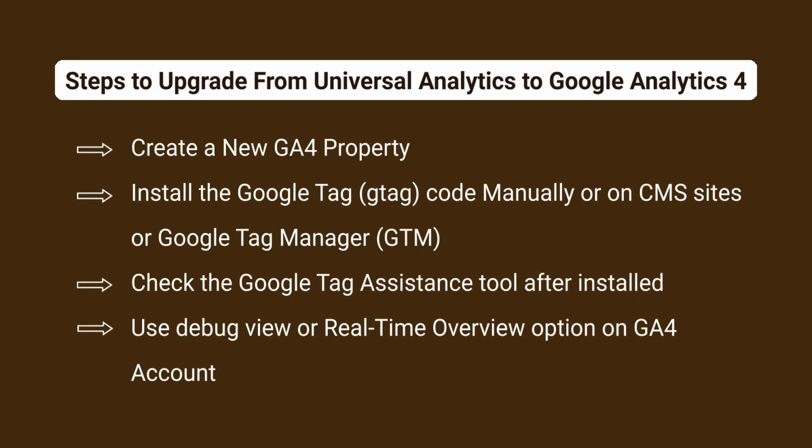Here are the steps to successfully migrate from UA to GA4. Use the Setup Assistant to create a GA4 property and copy and paste the Google tag code manually to your website or CMS sites like WordPress, Shopify, or by using the Google Tag Manager tool. After you install the code, check with the Google Tag Assistant tool whether you properly installed it or not. Lastly, use the debug view option to check out the events or user counts in real time.